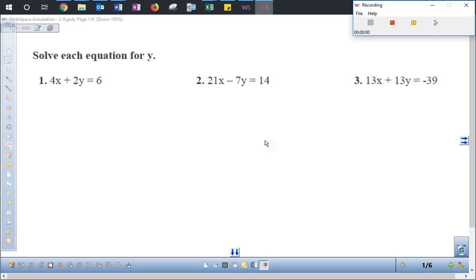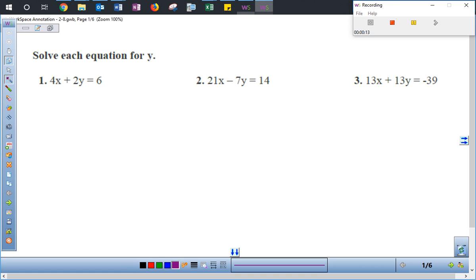Hey guys, today in Algebra 1 we're going to be talking about solving literal equations in dimensional analysis. Now it sounds a little intimidating, but all it is is solving equations when there's more than one variable present. So on number 1 we have 4x plus 2y equals 6.